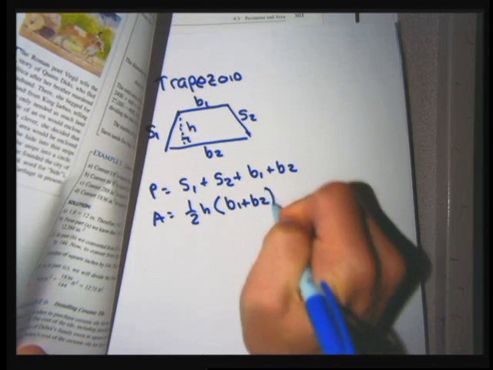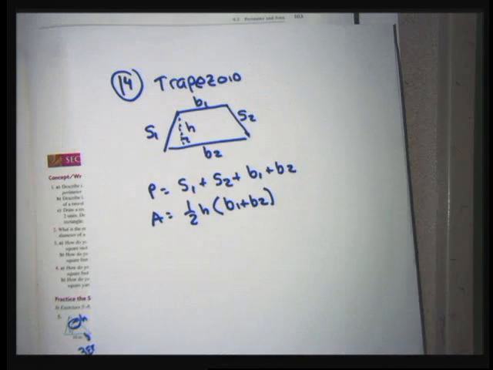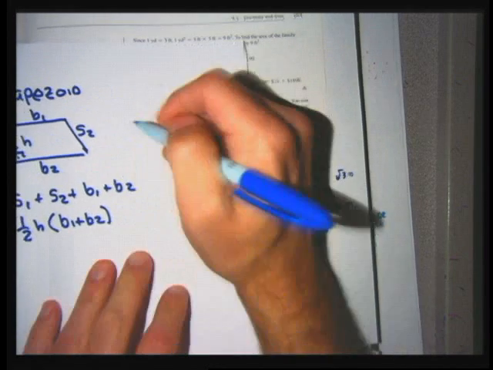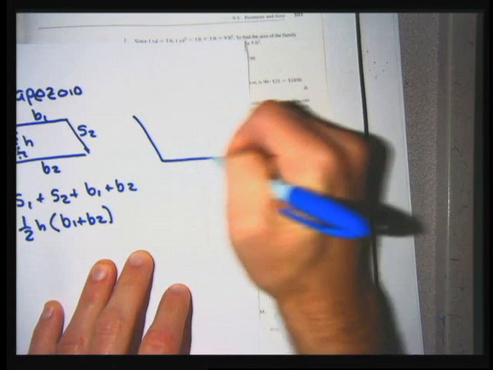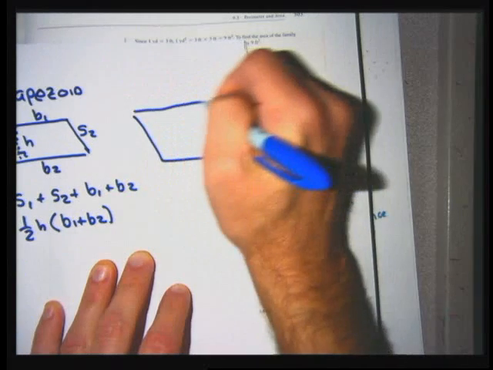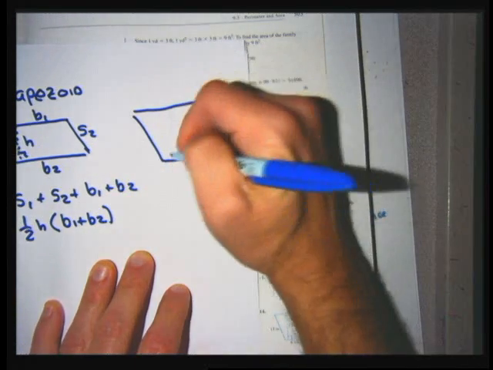So in order to find the answers to the perimeter and the area of the figure given in problem 14, I need to take that figure and determine each of the pieces. It's an upside down trapezoid, but that's okay.